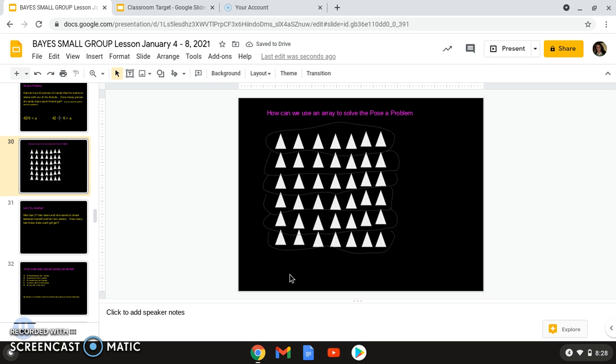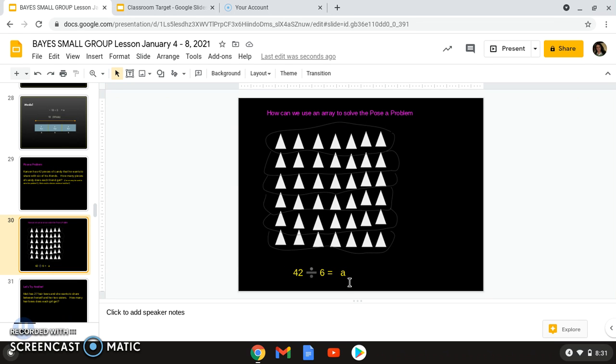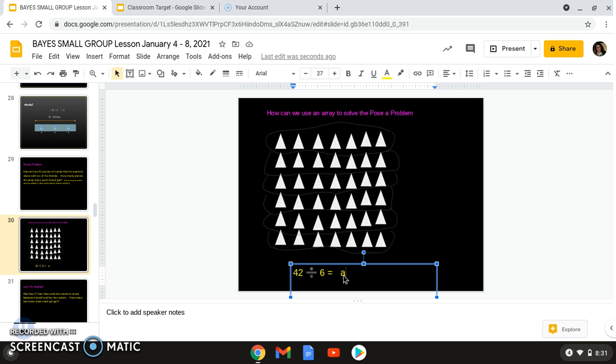So I'm going to show you what that would look like in that division sentence. In this particular problem, my division sentence would be 42 divided by 6 equals A, just like we talked about earlier. And now we know that A is equal to 7 because there are 7 given in each row, which represents my 6 friends that Carson has. Okay, so in this particular problem, 42 divided by 6 equals 7.